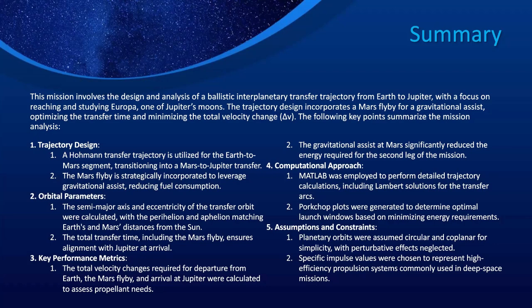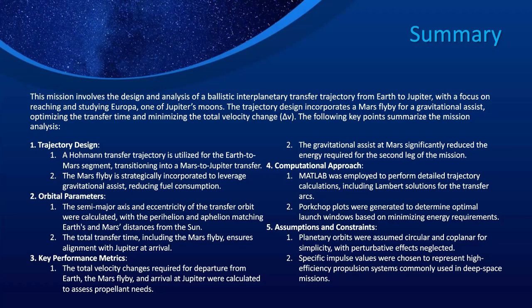The orbital parameters, as you can see, the semi-major axes and eccentricity of the transfer orbit, were calculated with the perihelion and aphelion matching Earth and Mars distance from the Sun. We used the orbiting radii for that, and the total transfer time, including the Mars flyby, ensures alignment with Jupiter at arrival.